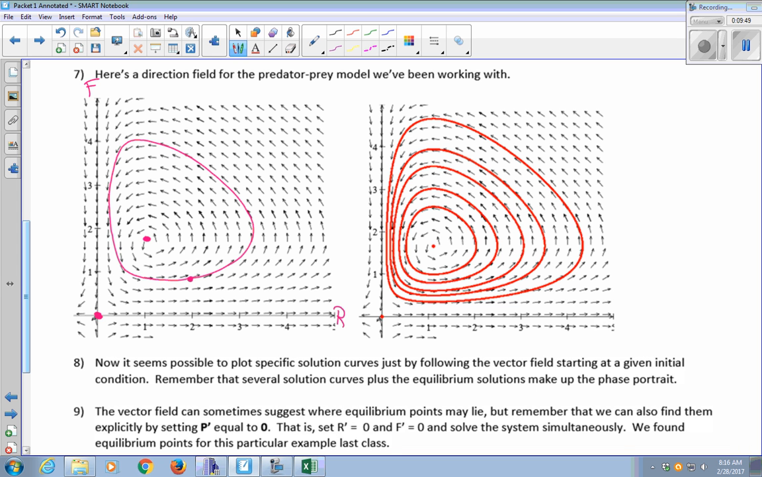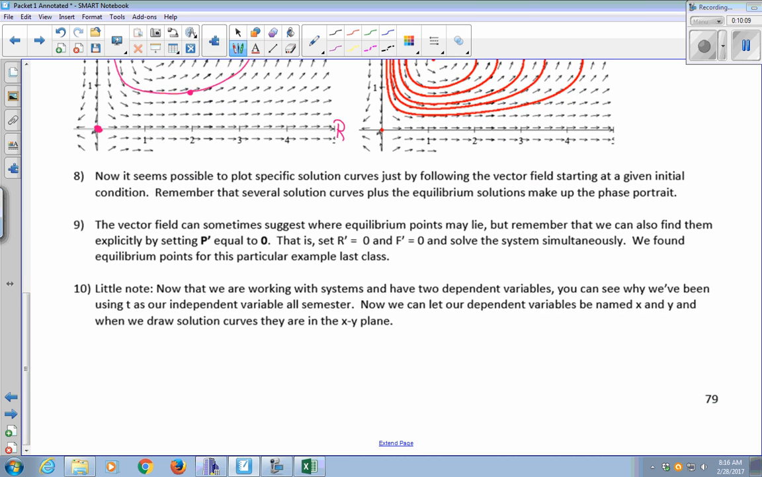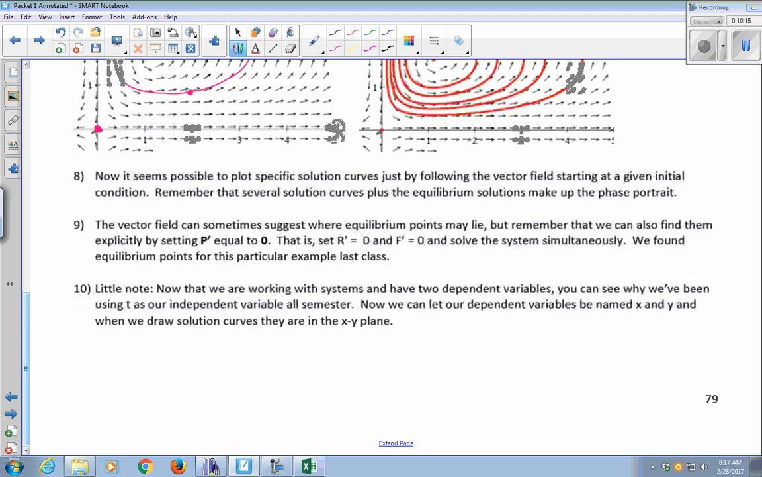So we have 2 solutions, a function for rabbits and a function for foxes, versus just one solution y. And then when you sketch out several solution curves and plot the equilibrium points, you've made a phase portrait. But don't forget, other than eyeballing where the equilibrium points are, you can find them explicitly by setting your derivatives equal to 0.